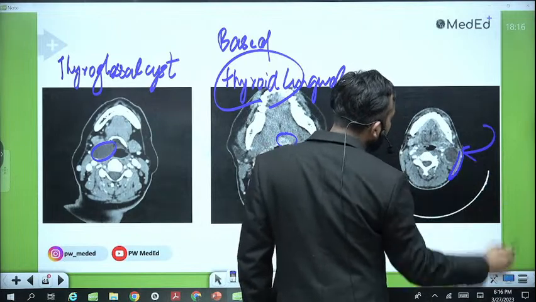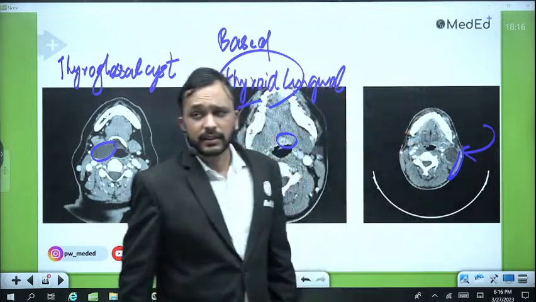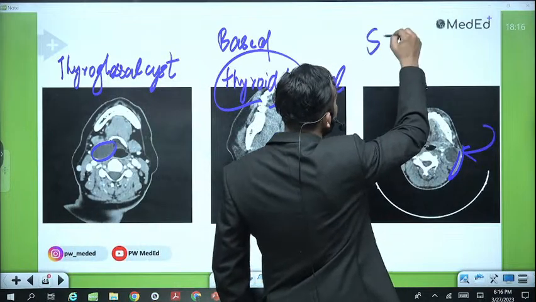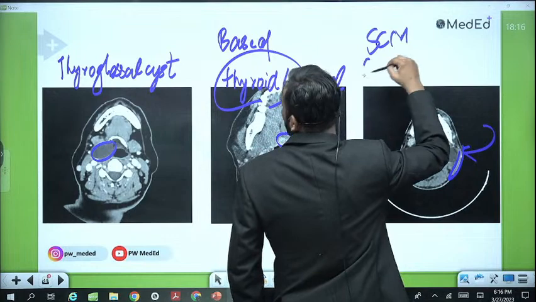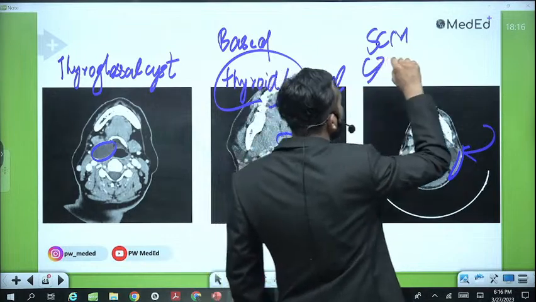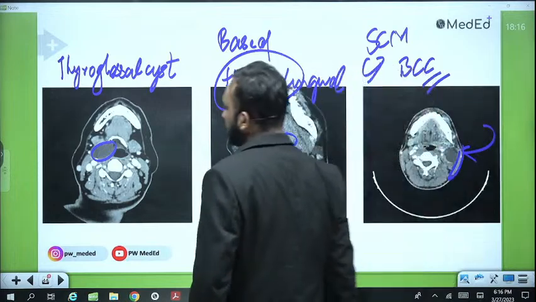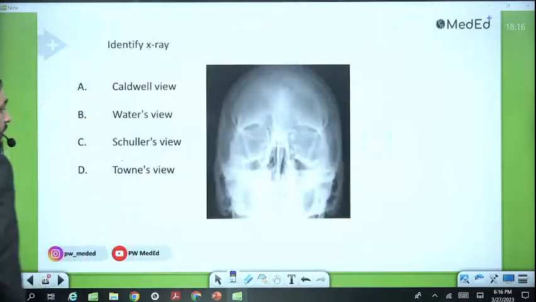And if you see another cystic lesion adjacent to the sternocleidomastoid muscle, a cystic lesion under the sternocleidomastoid muscle, what are you going to think of? You are going to think of branchial cleft cyst, right?